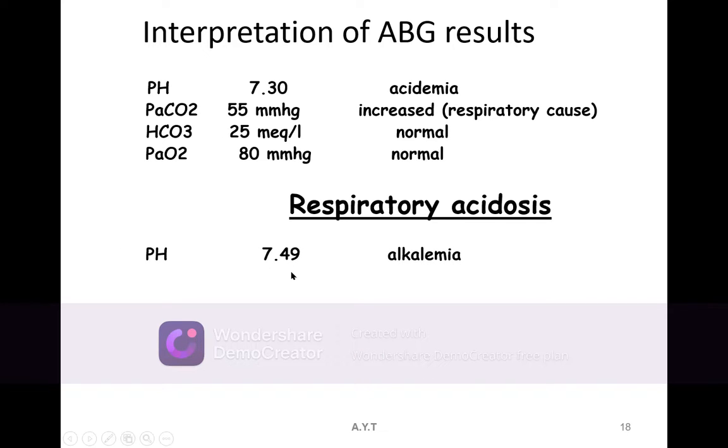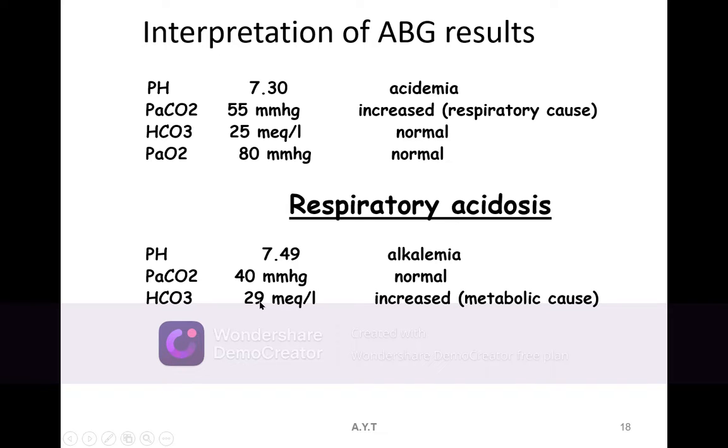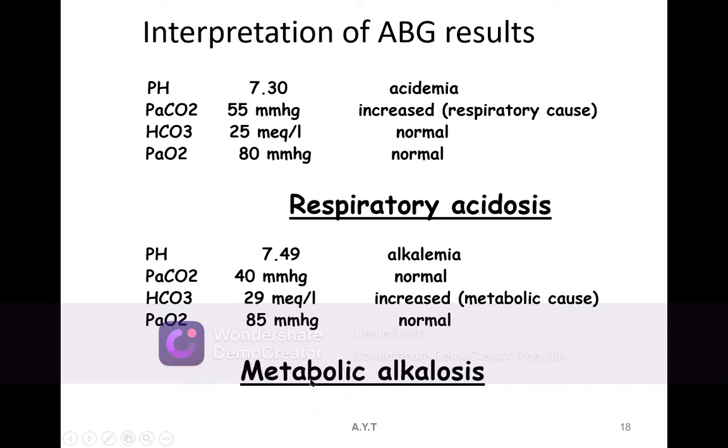Another case: the pH is 7.49, because 7.35 to 7.45 is normal for this lab. It is alkalemia. PCO2 is 40 millimeters, which is normal. The bicarbonate is 29, which is higher than the range of 22 to 28, so it is increased. It is a metabolic cause. And PO2 is 85, where normal is 80 to 100. It means it is metabolic alkalosis. Look, these are the results which are coming.